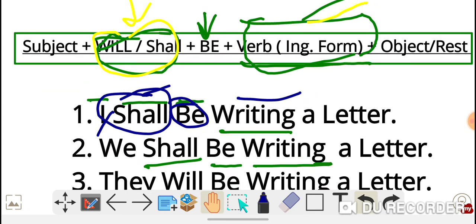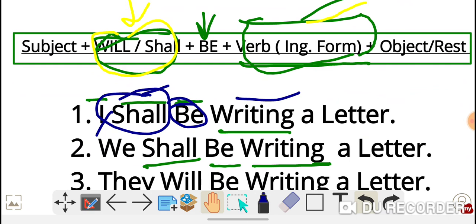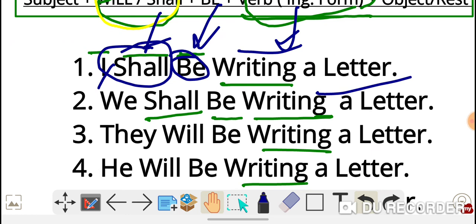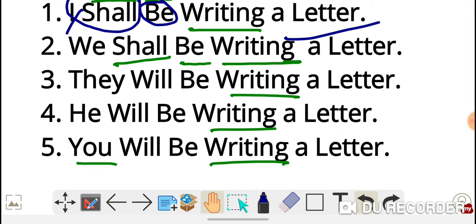So writing represents the continuation of the action in future, and shall represents the time of the action. So subject I, will or shall, be writing, and the rest, a letter. See another example: we shall be writing a letter, they will be writing a letter, he will be writing a letter, you will be writing a letter.